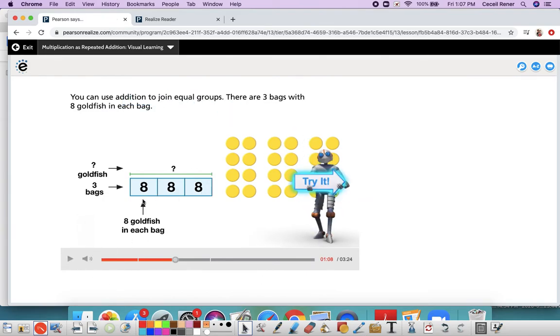Now remember, this is our bar diagram. So we're using our bar diagram to figure out how many goldfish there are in the bags. This represents one bag, the second bag, and the third bag. And this is our unknown, because this is our total, and we don't know our total number of goldfish yet, but we're going to figure it out.